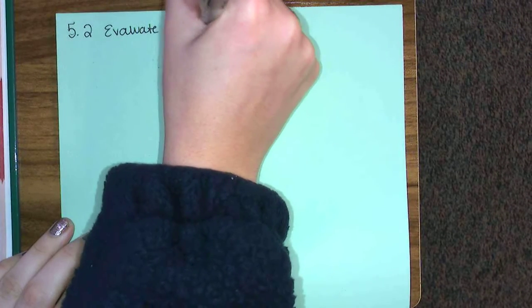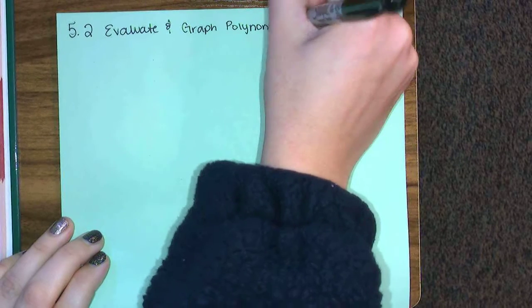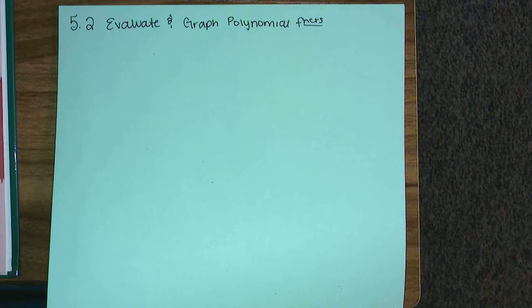Alright, so the next section, 5.2, evaluate and graph polynomial functions. Well, when I say and graph, we're not actually graphing them. It's like knowing what the graph would look like, kind of.